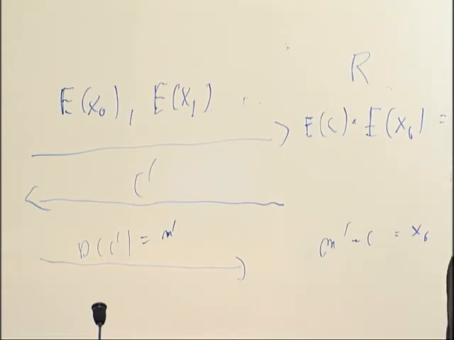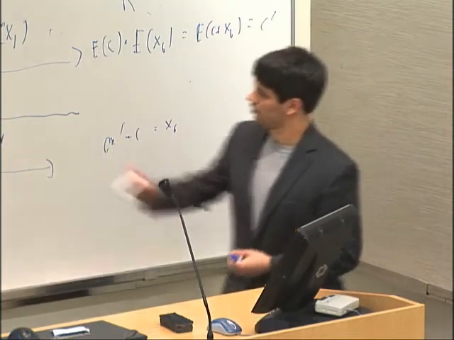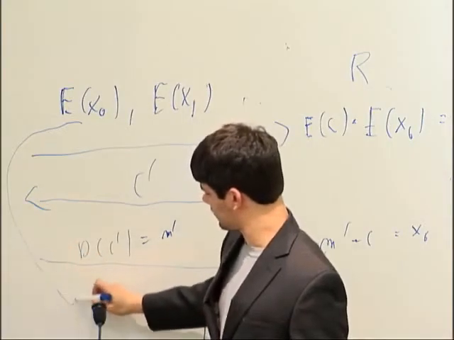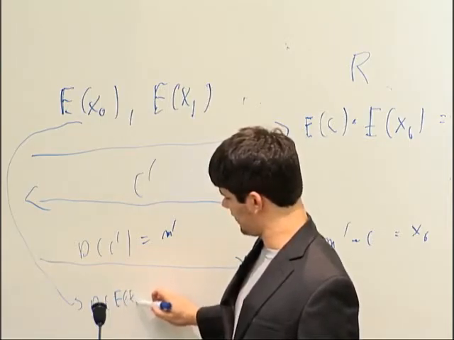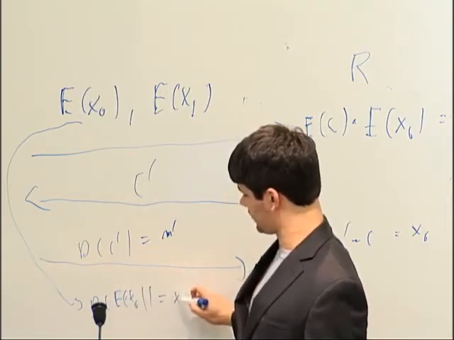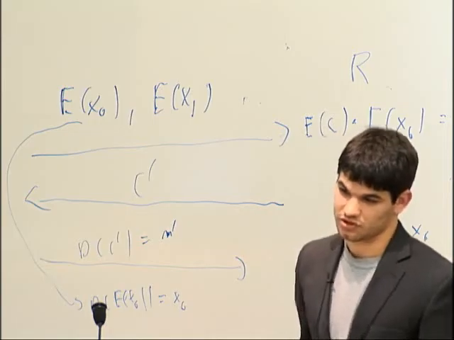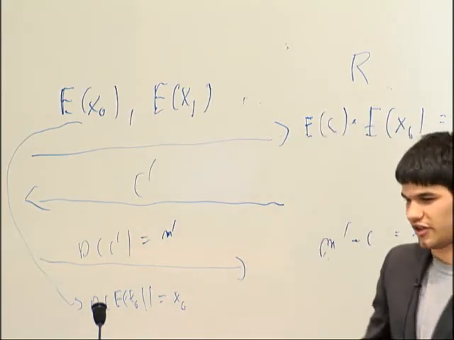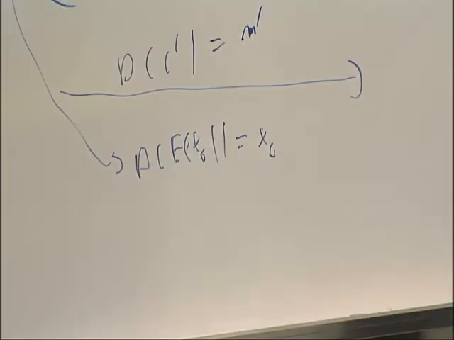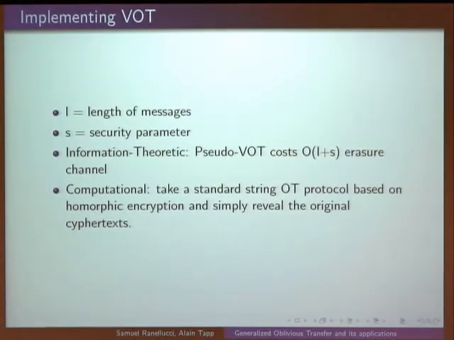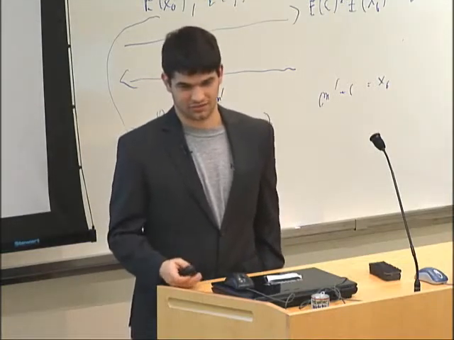So if you want to transform this to a VOT, all you have to do is take this and decrypt this, and that reveals X0. It's another thing to show its security, but it's a very simple way of getting verifiable OT conceptually. And that's why I think verifiable OT is a very sound primitive.